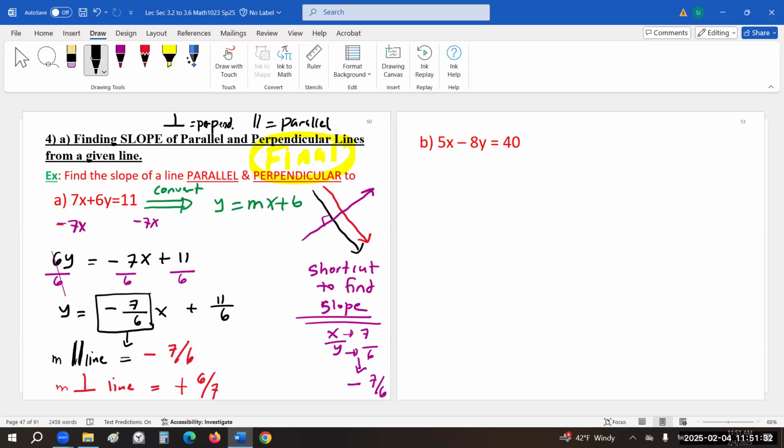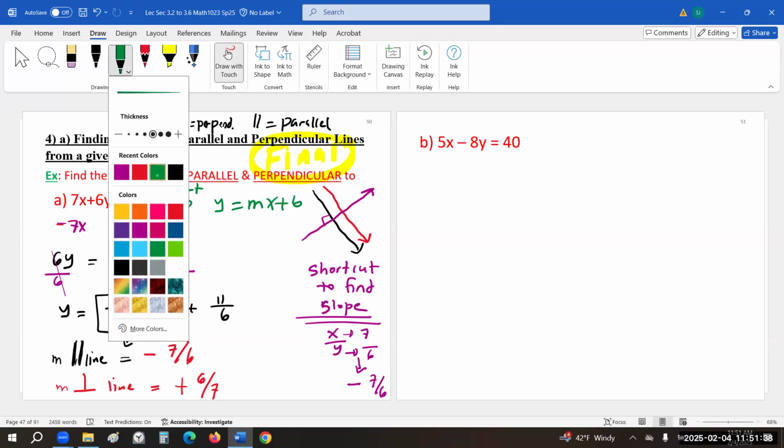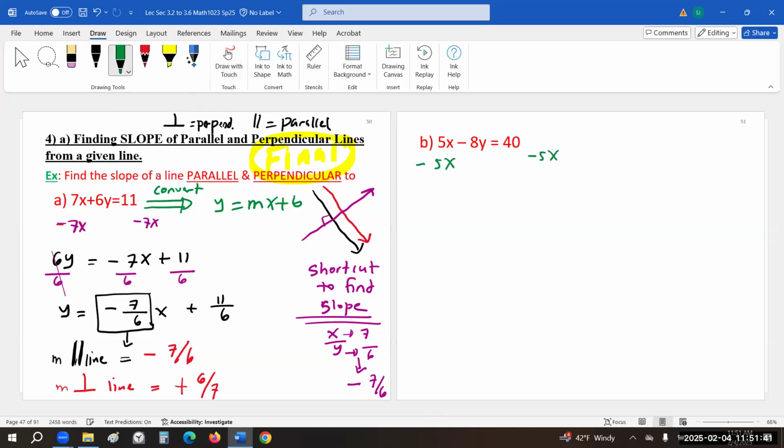So I put it in y equals mx format, and add 5x on both sides. Negative 5x. So what do you get? Plus 40. Plus 40. So we divide everything by negative 8. So we get y equals negative 5 over negative 8 x. Negative 5 over negative 8, right?